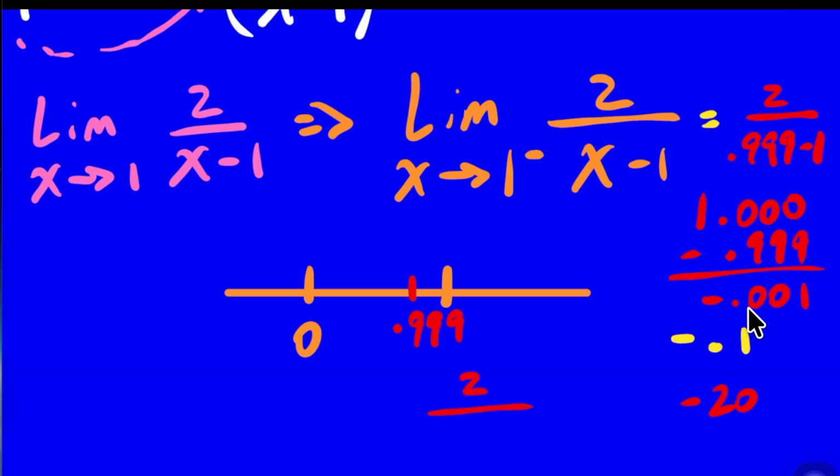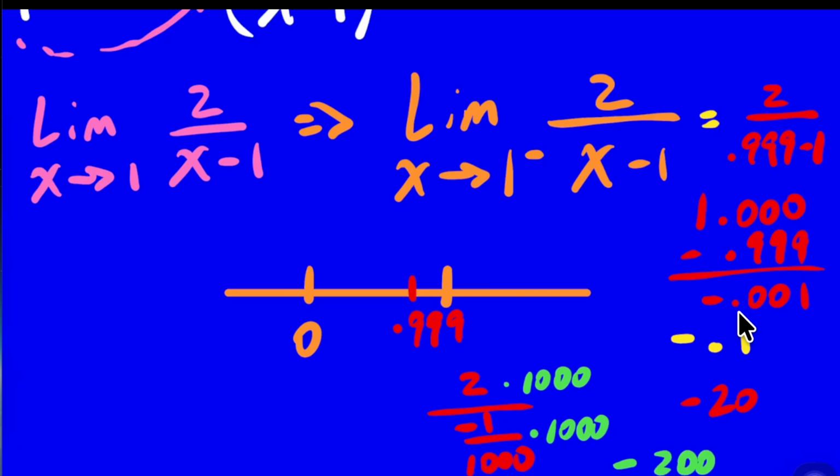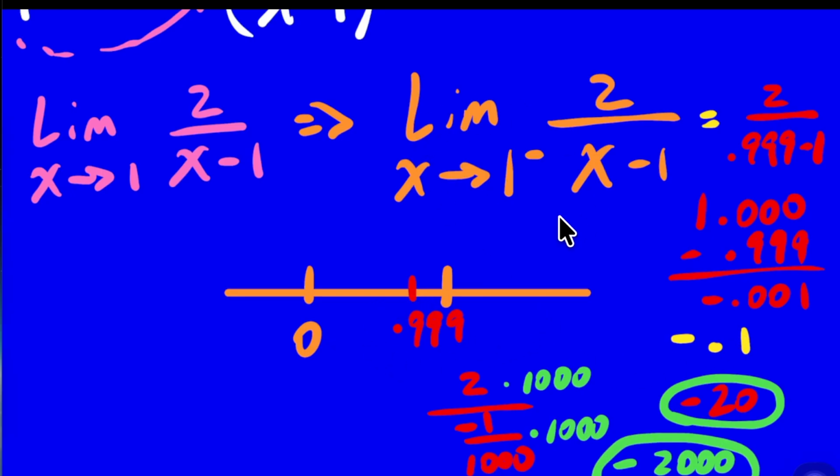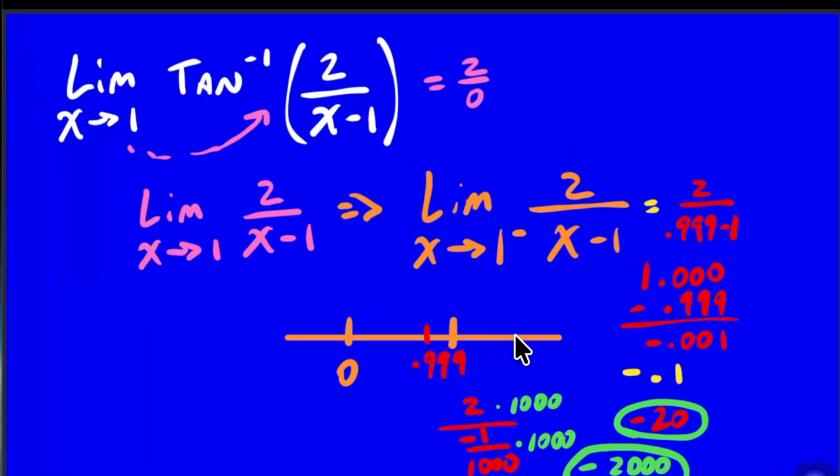That is negative 1 over 1,000. Okay, now if you multiply top and bottom by 1,000, we're going to get negative 2,000. So you could see we went from negative 20 to negative 2,000 as we're approaching 1 from the left. That means this limit is heading towards negative infinity, just like our graph predicted. Okay, now if you do it the other way, you will find that you're going to be getting larger and larger positive numbers as you approach from the right.